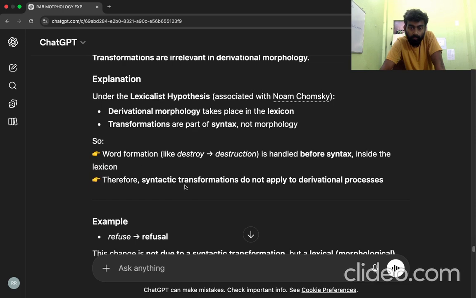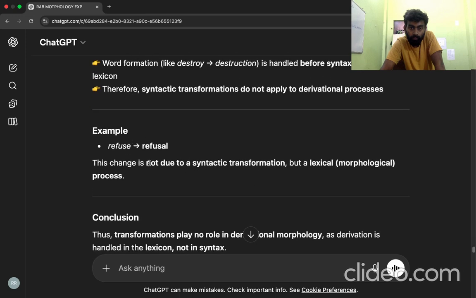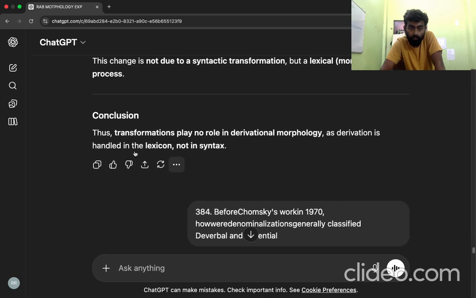Therefore, syntactic transformations do not apply to derivational processes. Example: refuse, refusal. This change is not due to a syntactic transformation, but a lexical, morphological process. Conclusion. Thus, transformations play no role in derivational morphology, as derivation is handled in the lexicon, not in syntax. Yes, that is correct.